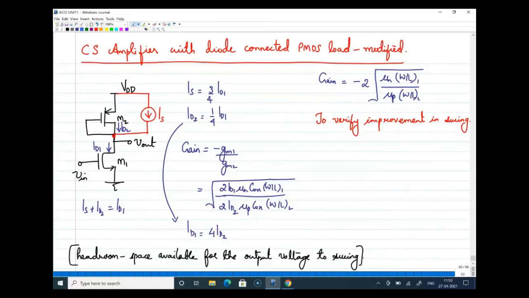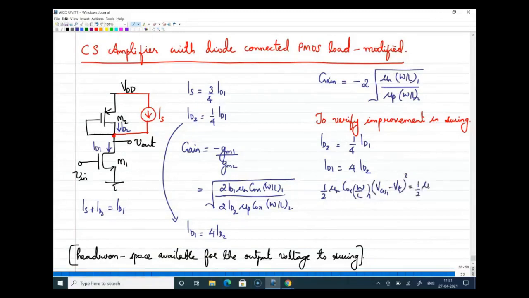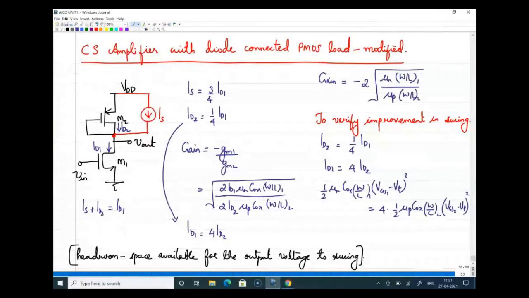As we have discussed here, ID2 is equal to 1 by 4 ID1. So in order to get the ratio of overdrive voltages, previously we equated current. In this case, we have to equate current, but the current values ID1 is not equal to ID2, rather ID1 is equal to 4 times ID2. So I'll write it as ID1 is equal to 4 times ID2: half mu n Cox W by L of 1 into VGS1 minus VT the whole square is equal to 4 times half mu P Cox W by L of 2 into VGS2 minus VT the whole square.